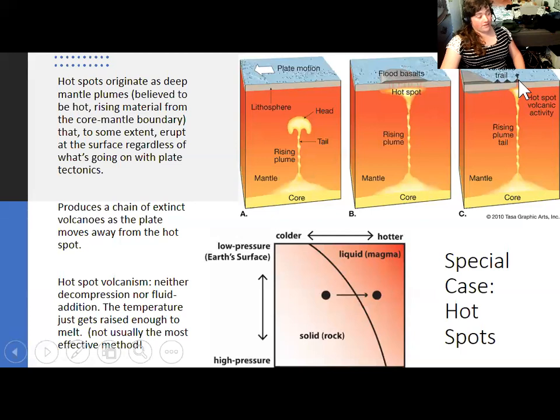That's what's happening in Hawaii. That's why you have only really one active volcano in Hawaii, or a cluster of active volcanoes at one end of the island chain, because that's where there's a hotspot. And Yellowstone is also a hotspot like this, which I think is really cool.